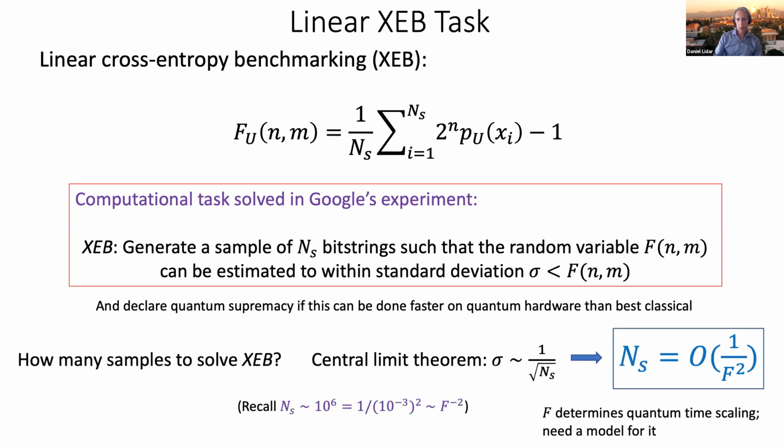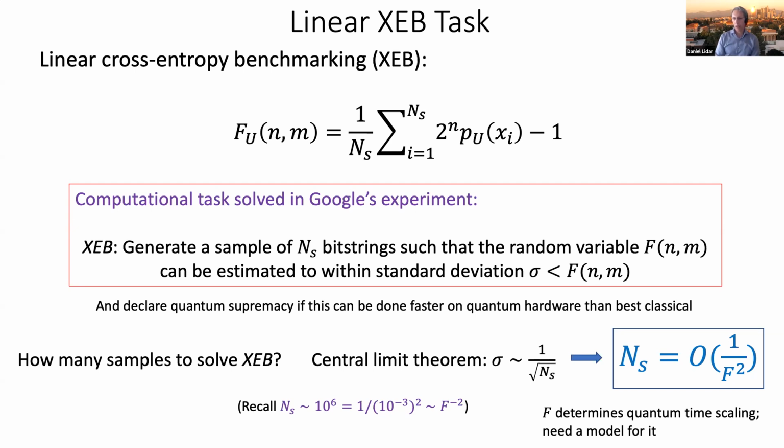Now, with this definition, we can immediately figure out how many samples are needed. By the central limit theorem, the standard deviation will go like 1 over the square root of the number of samples. And by simply equating sigma and F, you can back out that the required number of samples scales like 1 over the fidelity squared. So this explains the comment I made earlier that they needed 1 million samples given the fidelity that was measured of 10 to the minus 3. Okay, so clearly, because the computation time is proportional to the number of samples needed, each sample being one run of your circuit, that determines the quantum time scaling.